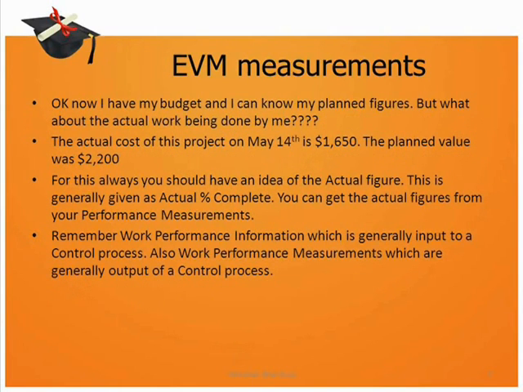Okay, so we have discussed the measurements around the planning, and we also know what the budget is. But what is our performance? For that we need the actual figures. For example, a statement like the actual cost of this project is $1,650 on May 14th and the planned value is $2,200. Now how do we get these actual measurements?